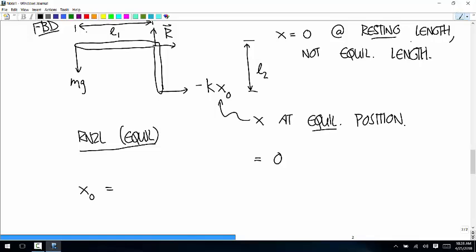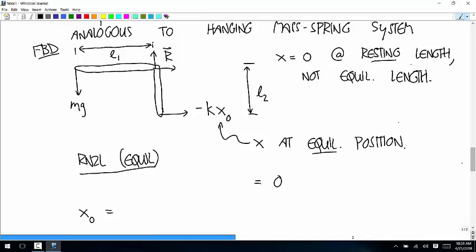Okay, so at equilibrium, we have the counterclockwise moment of L1 mg and the clockwise moment of L2 kx0. And so x sub 0 is, well, a negative here is the same thing as that being positive going this way. So if that force pushes back that way, it would be a clockwise moment. So you got L1 mg over L2 k.